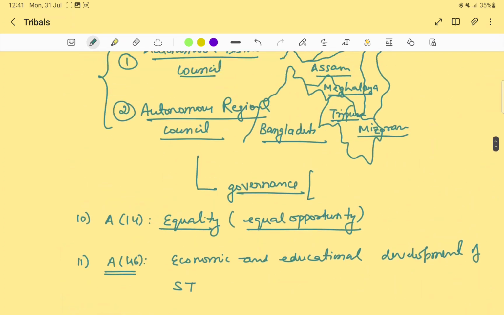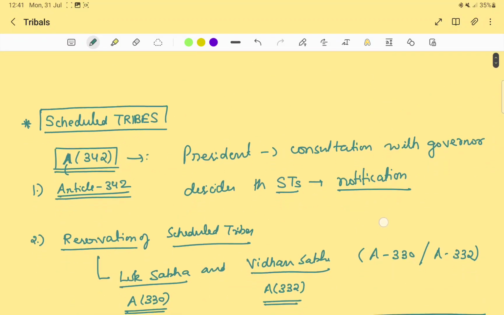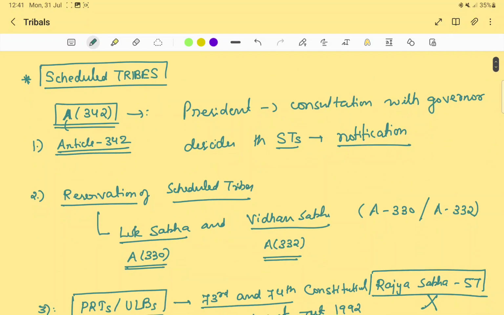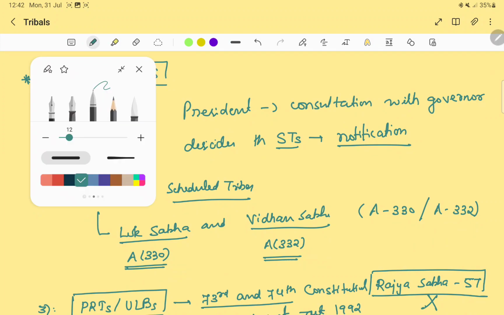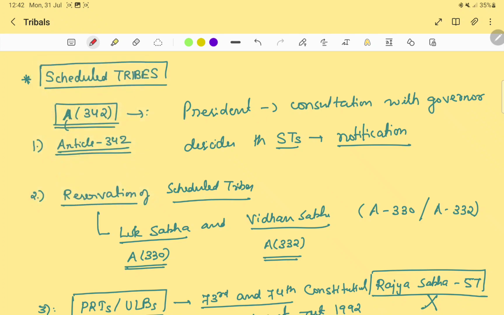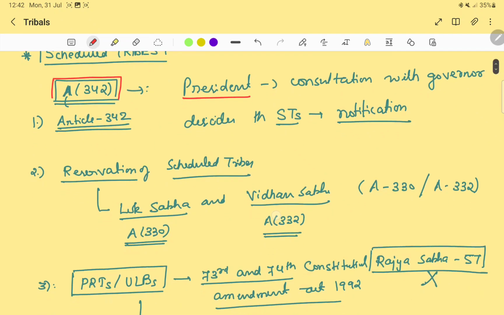I have tried to summarize everything, starting from the constitutional provisions to the legal safeguards and to schemes. If I may revise it once more for you, I think it would be good. So let us look at one more time. Firstly we started with Article 342. Article 342 defines that the President, in consultation with the Governor, has the power to decide who is a Scheduled Tribe and who is not.